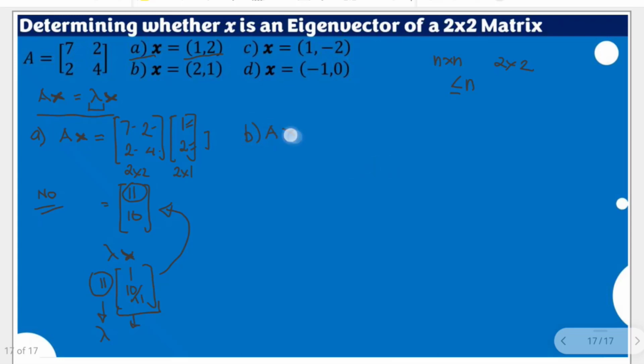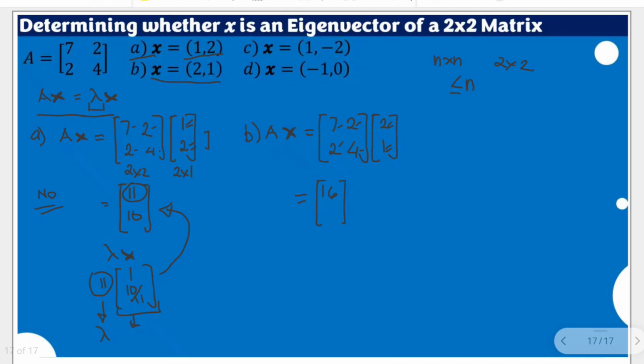So you'll have A times x as well, but we're going to use now our second vector here. Your A is the same, 7, 2, 2, and 4, to be multiplied by 2 and 1. Same thing, a 2 by 2 matrix times 2 by 1 will result in 2 by 1. 7 times 2 is 14. 2 times 1 is 2. 14 plus 2, you will have here 16. Next, 2 times 2 is 4.